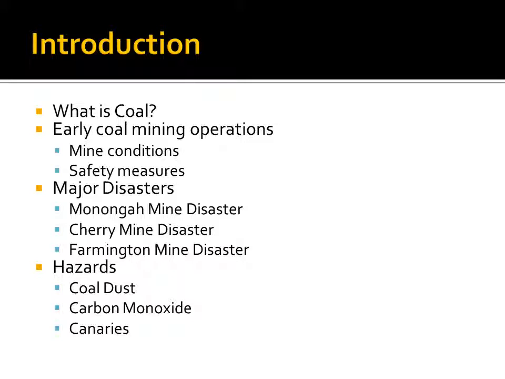A couple of noticeable major disasters that I feel I need to hit on were the Monongahela mine disaster, the Cherry mine disaster, and the Farmington mine disaster. According to the Mine Safety and Health Administration, or MSHA, each incident resulted in a combined death total of 700 workers killed by those three instances alone. Progressing through the 1900s, more and more disasters were observed as the need and demand for coal reached an all-time high.